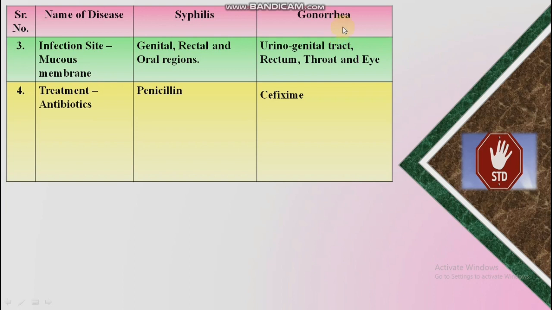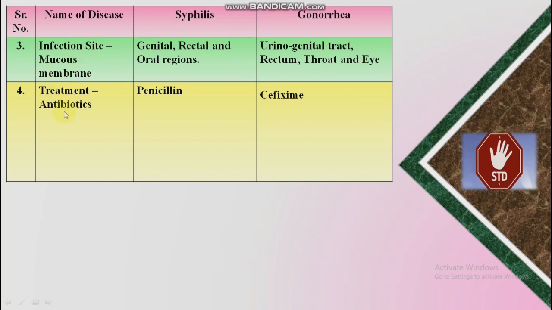And in gonorrhea, the site of this bacterial infection is the urinogenital tract, that is the excretory system, ureters, where we discharge the urine through the urethral opening. That is the urinogenital tract, rectum, throat and additionally the eye. We already saw the image of the newborn baby. The eye gets infected with the Neisseria gonorrhoeae bacteria. Gonorrhea found in a child is an eye infection.